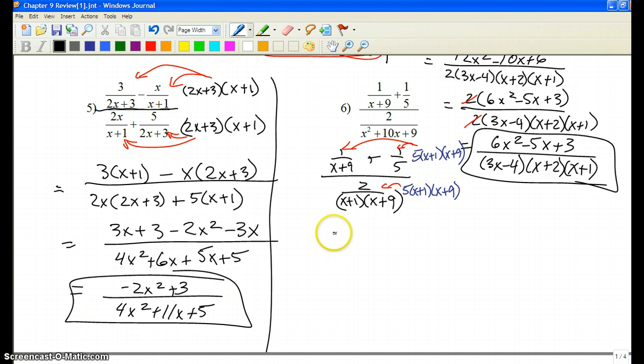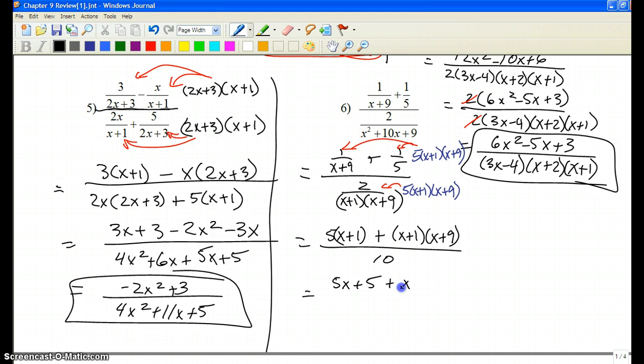And we're going to then do 5 times x plus 1, so what's the remainder, plus x plus 1, x plus 9. Then on the denominator, we're going to get 10, 2 times 5. All right, we're going to simplify and reduce. 5x plus 5 plus x squared plus 10x plus 9 all over 10, which then is going to equal x squared plus 15x plus 14 all over 10. And there you go.